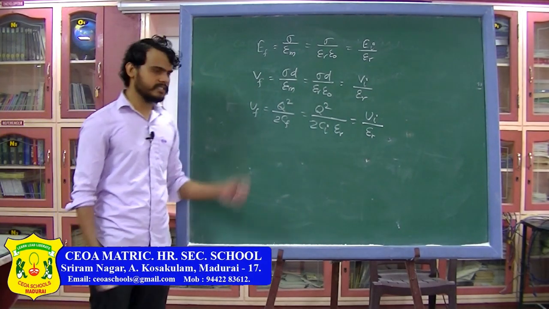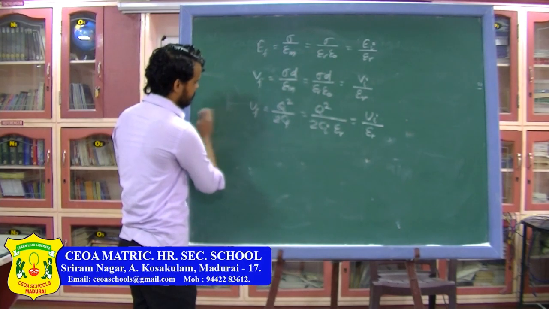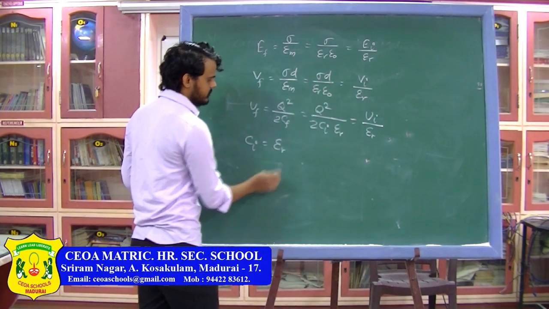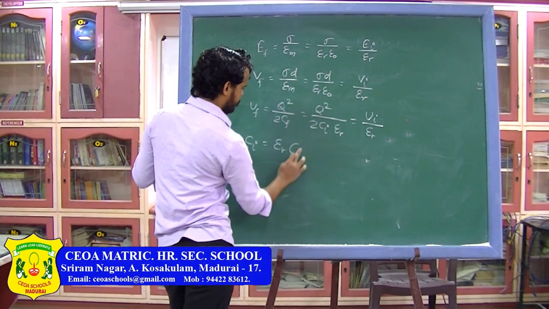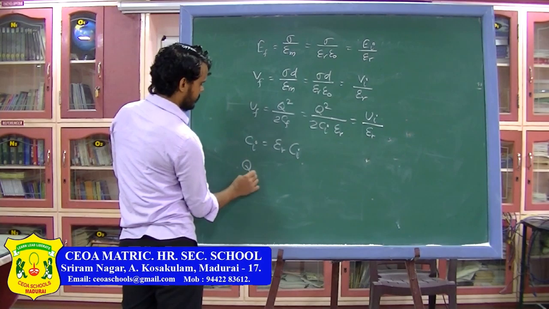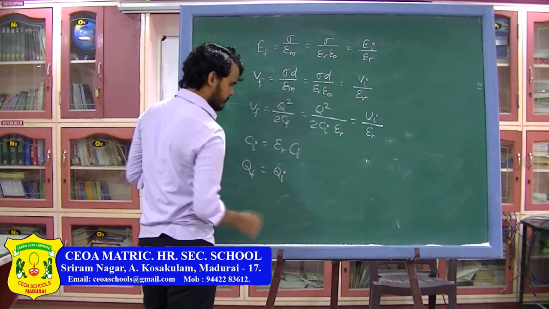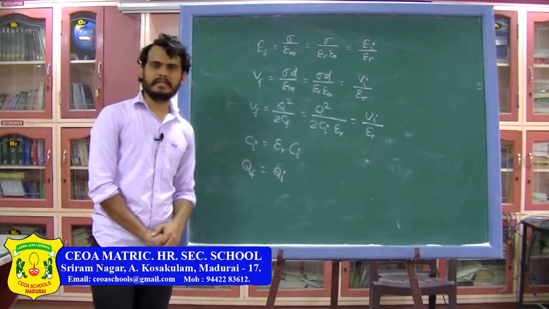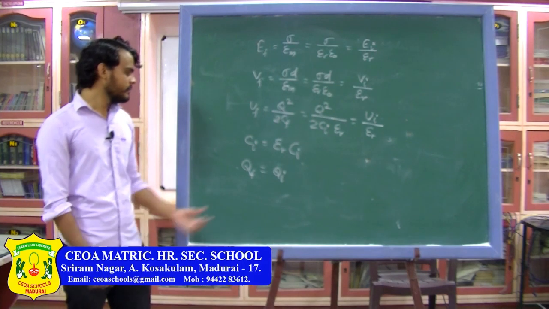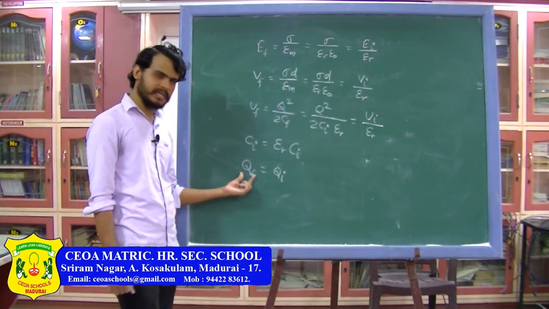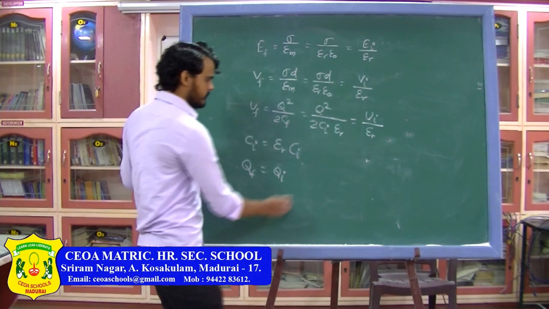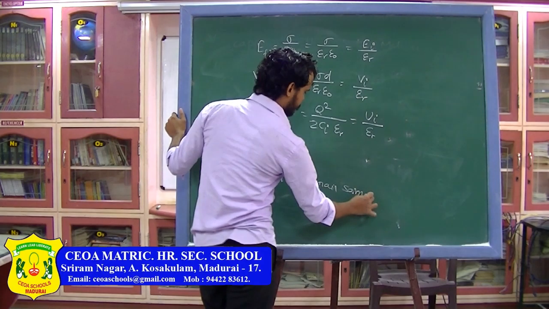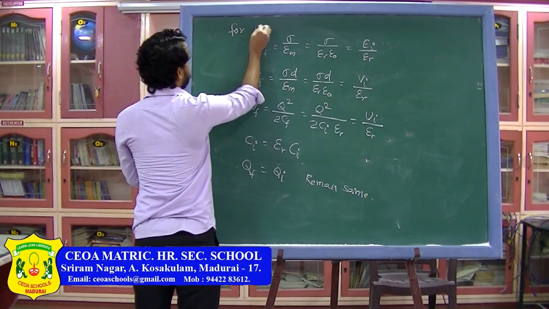So these are the final results for the capacitor with a dielectric medium which is isolated. C final is equal to epsilon r times C initial, Q final is equal to Q initial. So in the exam they might ask you a direct question based on this. If you insert a dielectric medium between the capacitor plates of an isolated capacitor, what happens to the charge? Charge remains the same. This is for an isolated capacitor.